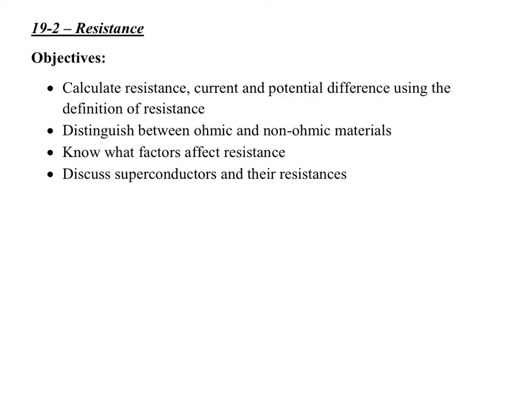So if we have two resistors in series versus two resistors in parallel, we'll learn in chapter 20 about what that really means. Okay? So in this idea, we're going to calculate the current, the resistance, and the potential difference. And we're going to do that using Ohm's law. Then we're going to distinguish between materials that are ohmic and non-ohmic. And all that means is it follows the predictable pattern. And then we're going to talk about things that affect resistors, and then something that's called a superconductor, a small or short application of them.